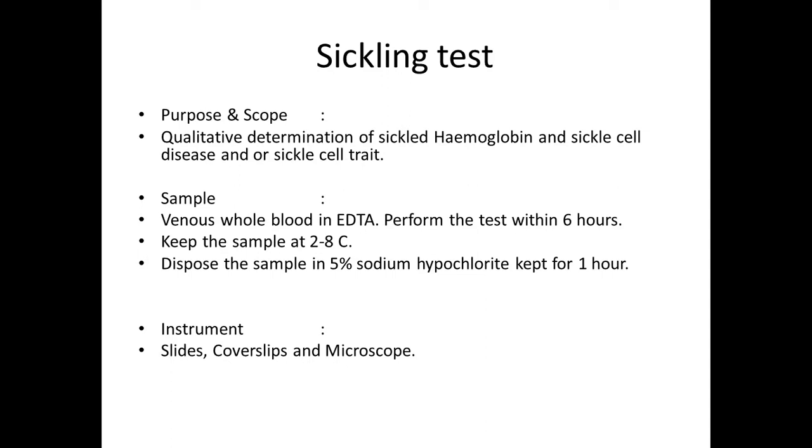What is the sample? We take the sample from the suspected patient in an EDTA bulb or EDTA tube, and that is whole blood. So we take an EDTA tube, add whole blood to it, mix it and perform the test within 6 hours. If there is delay, we keep the sample at 2 to 8 degrees centigrade.